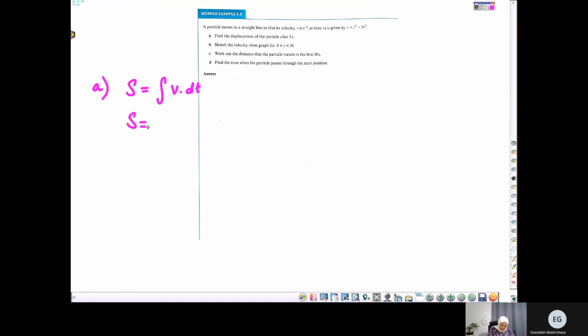So S equals, if you don't want to mention the constant of integration, you can take it directly from 0 to 5. So it will be the integral from 0 to 5 of (t cubed minus 5 t squared) dt. Increase the power by 1, put in box brackets: t to the power 4 over 4, divide by the new power, minus 5 t cubed over 3, divide by the new power. No c, because there are limits of integration.